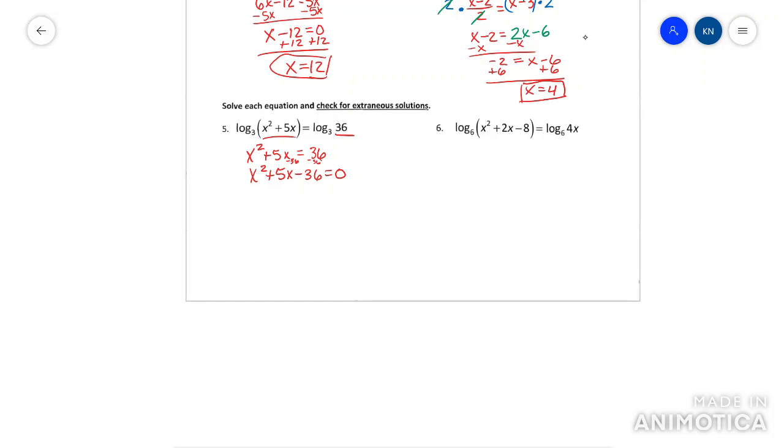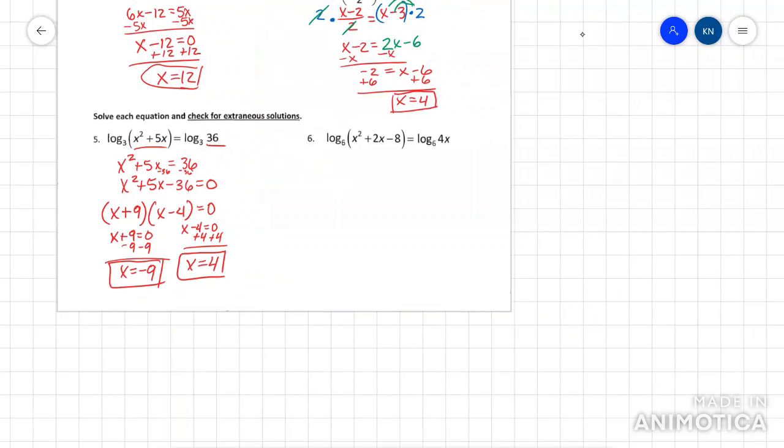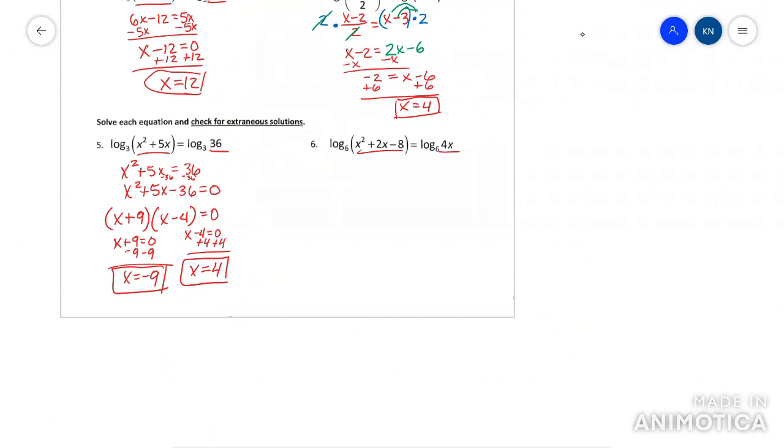So this one does factor: x plus 9, x minus 4. The reason you want to factor it is because now you can just set each factor equal to 0 and go solve. Just like that. All right, now this last one, set these equal to each other.